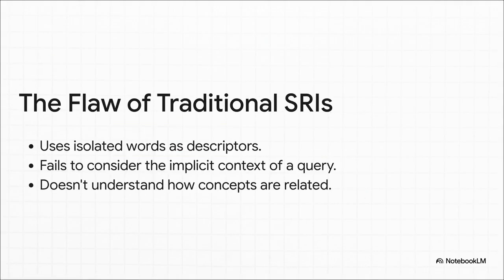So what's the big flaw with these old systems? Well, they're basically just expert keyword matchers. They're looking for isolated words, like a librarian who only looks at the first word of a book title. They completely miss the connections between ideas. They can't figure out the unspoken context of your search. And that's why so often they just don't get you what you're really looking for.